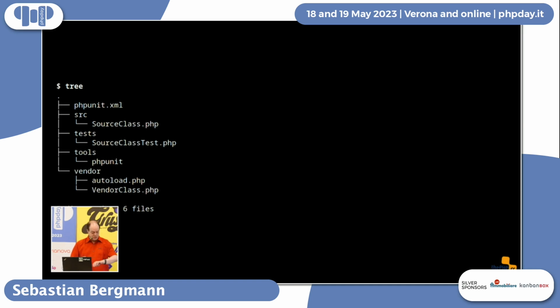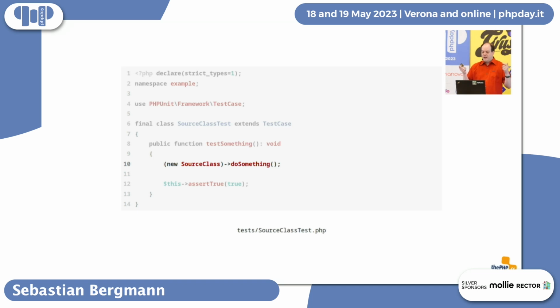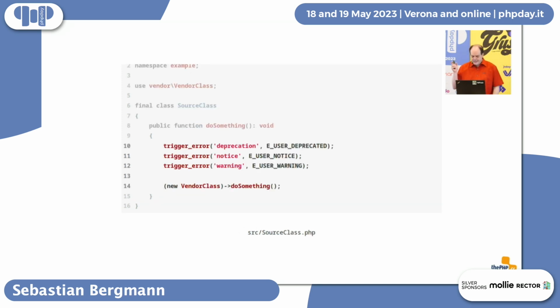What does that look like with an example? Very small project, don't expect anything fancy. We have an src directory, we have a tests directory, we have a vendor directory, we have a source class, we have a test class for our source class, and we have a vendor class. In our source class test, we just create a new object of the source class and call doSomething, and that's the only thing that we're interested in here for the purpose of this topic.